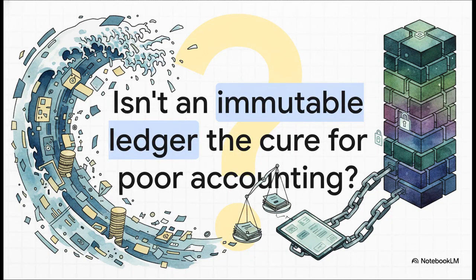So I want to leave you with this final thought. In an era where institutional algorithms can forcibly liquidate accounts, isn't a structured, immutable ledger of verifiable truth the only real cure for poor accounting? This isn't about avoiding your obligations. It is about ensuring that every single transaction is accurate, verifiable, and lawfully enforced in our increasingly volatile digital economy.